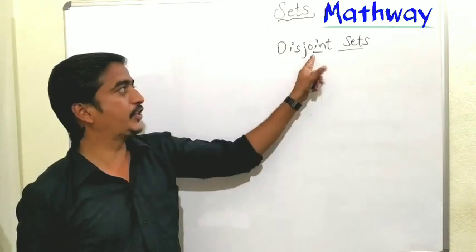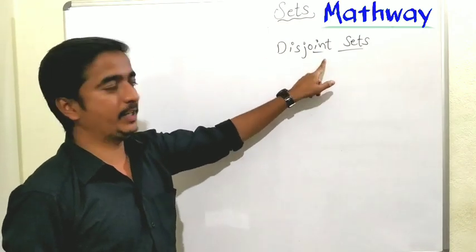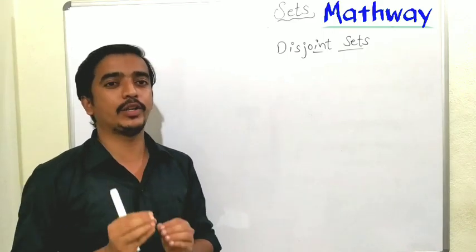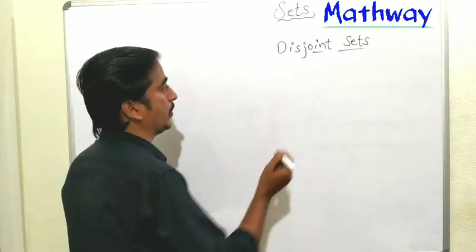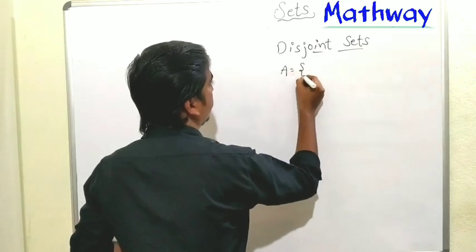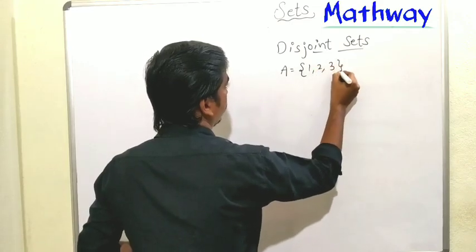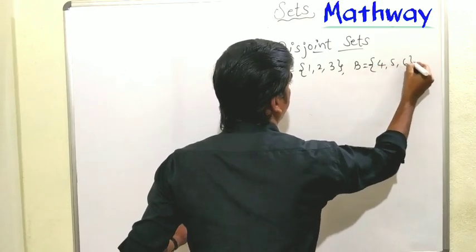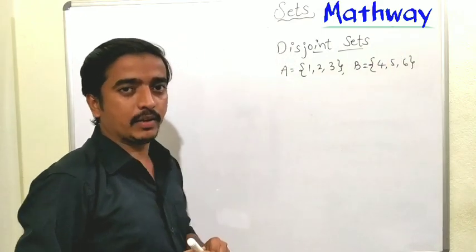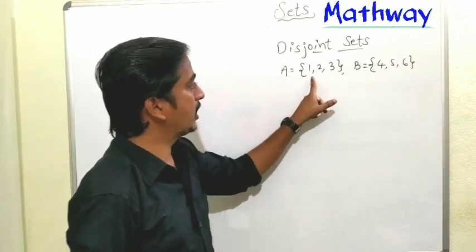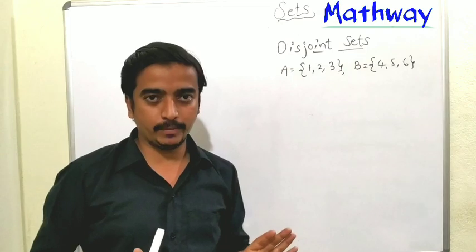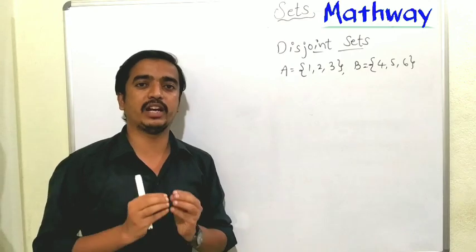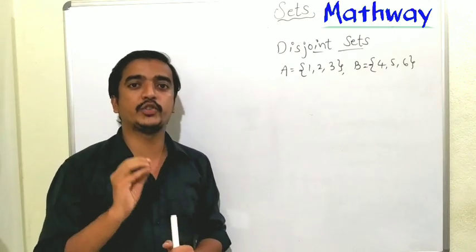And finally, disjoint sets. Disjoint means there is nothing in common. If two sets have no common element, we call them disjoint sets. Let's take an example. Here I am taking A = {1, 2, 3} and set B = {4, 5, 6}. So what is the common element? What is the same element in both sets? It has 1, 2, 3, 4, 5, 6. No common elements, right? So we can call set A and set B disjoint sets. Disjoint sets means if the sets have no common element, they are called disjoint sets.